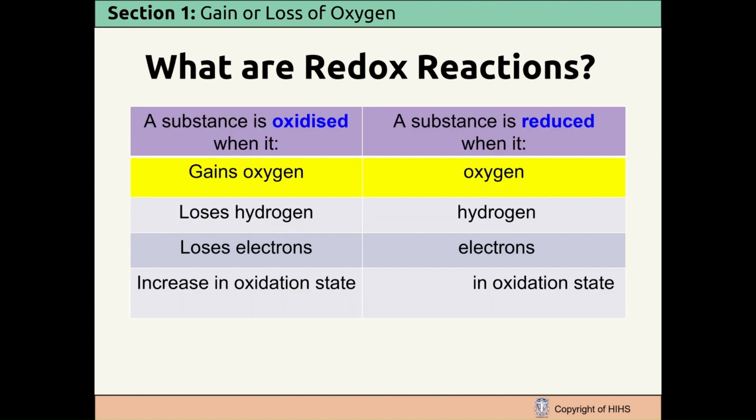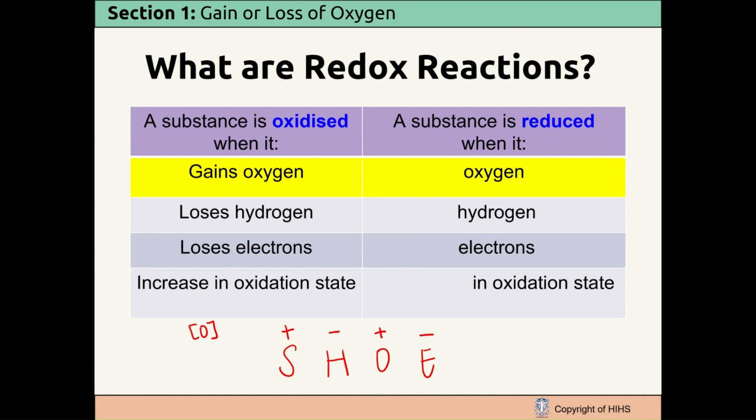Okay, so we'll start proper. Based on the acronym just now, we'll go through SHOE again. For your oxidation, can you try and remember? Oxidation sounds like oxygen, right? So you gain oxygen and there's an increase in the oxidation state. And then the other two will be lose hydrogen and lose electron.